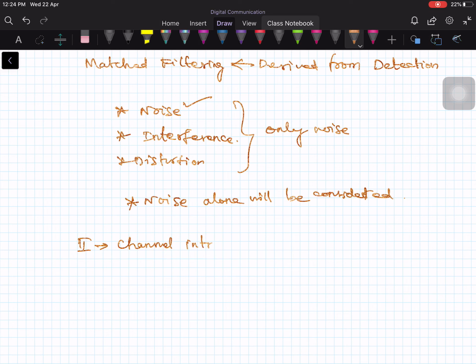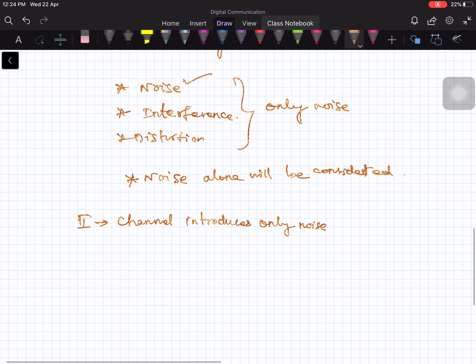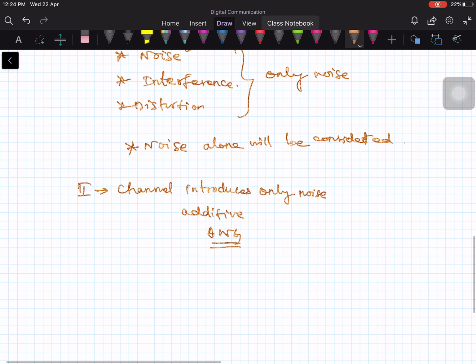Channel introduces only noise. In fact, the channel introduces distortion also, but that I'm not going to consider. So it is not doing anything funny except adding noise, and this noise is also additive in nature. So that is why this is called the additive white Gaussian noise, AWGN in short, people will call it. That we'll see later.